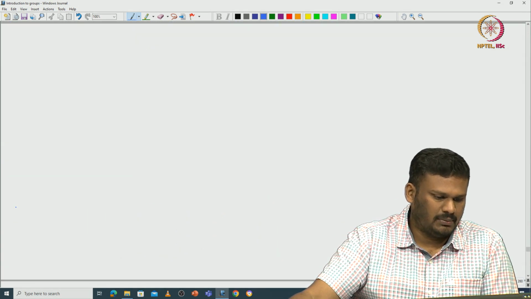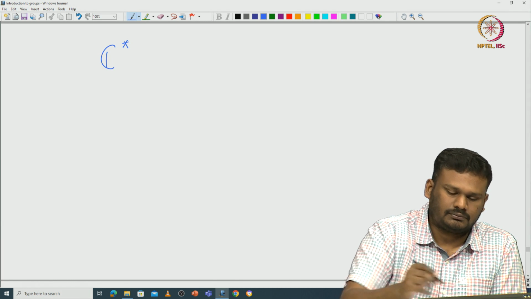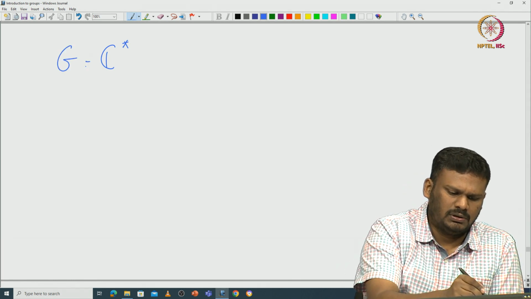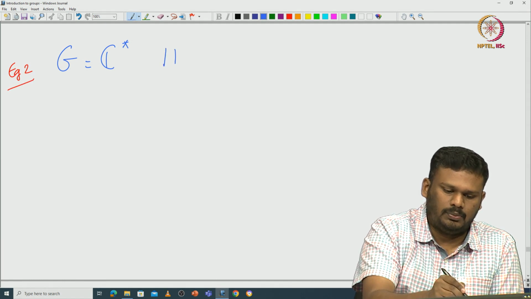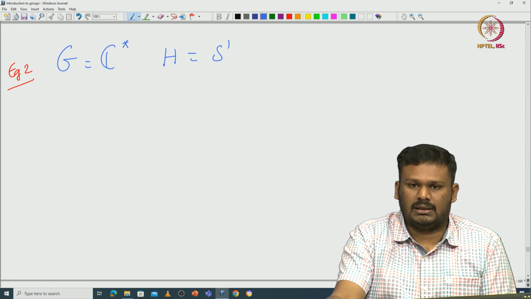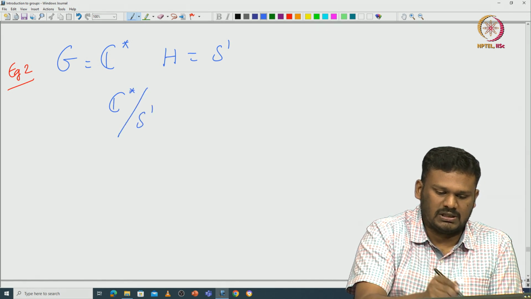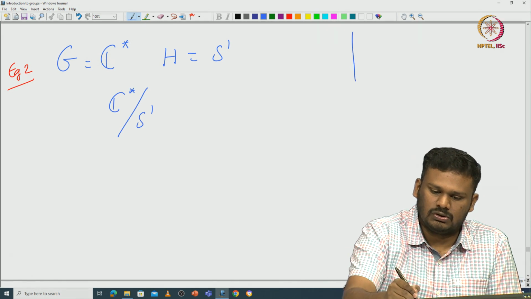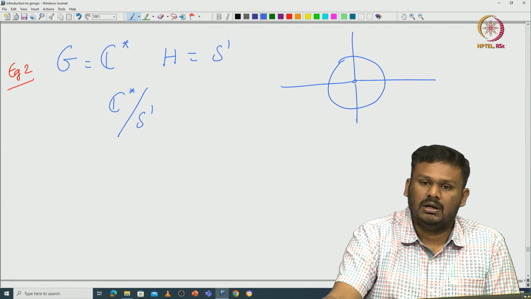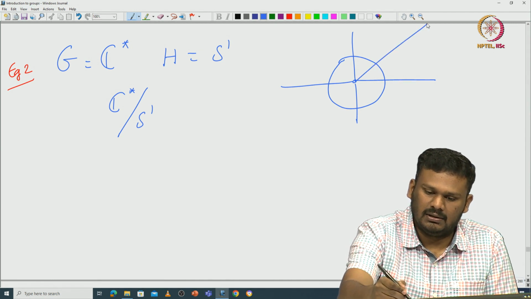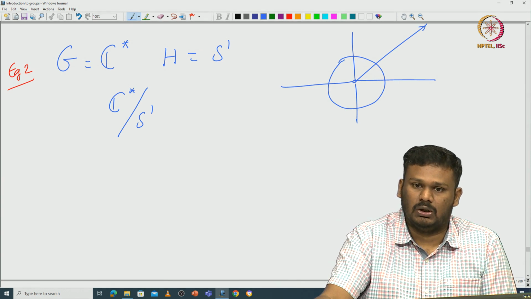So let us see some more examples, somewhat non-trivial examples. Let us look at C star. This is our group, and this is my example 2. Your subgroup is S1. Again, both are abelian groups, so S1 is normal in C star. So C star modulo S1 makes sense. Again, this is a geometric example. You have this punctured plane and you have this unit circle. We have already seen that any ray is going to be our parametrizing set for C star modulo S1.